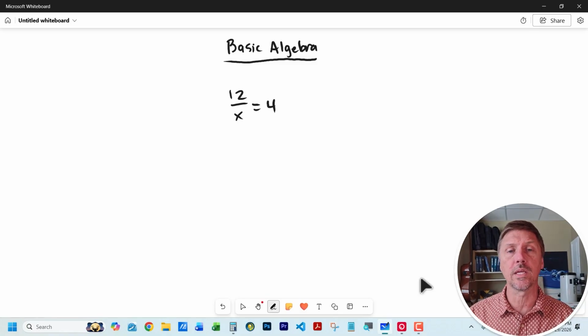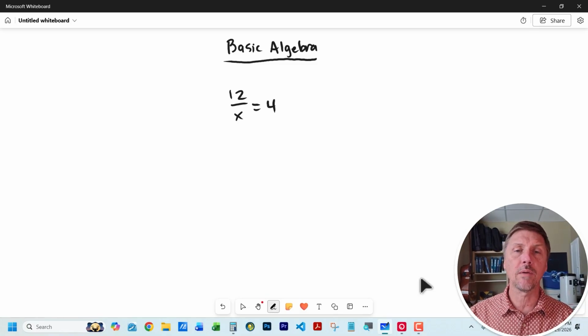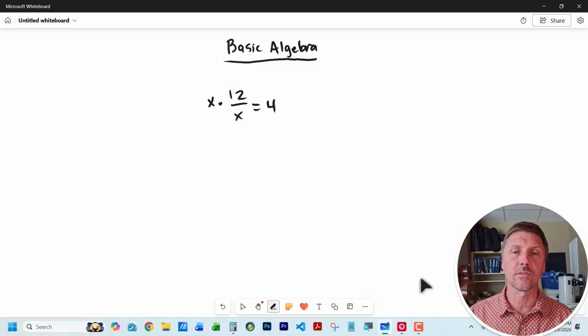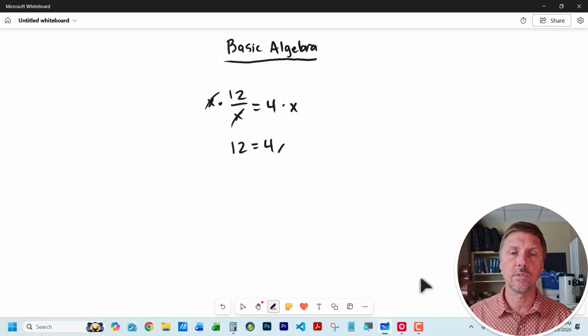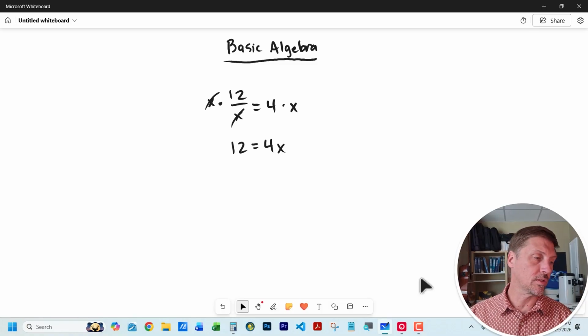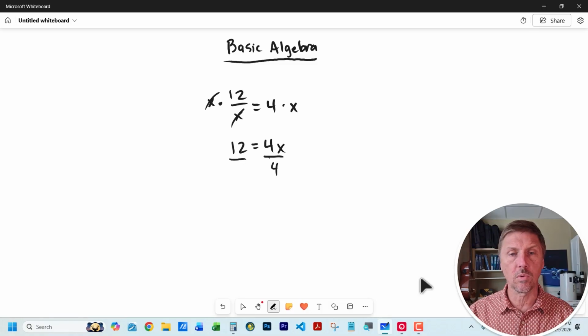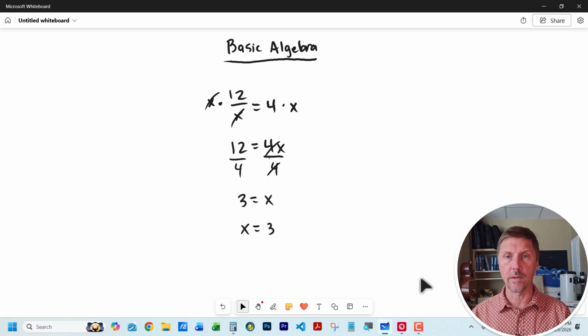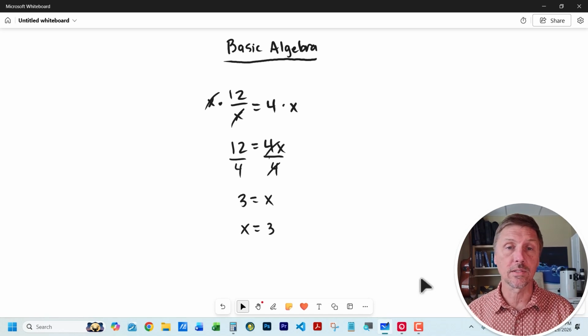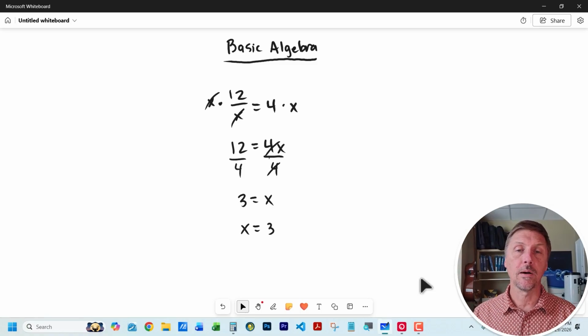The first way that you can think about this problem is you could say, well, I want to multiply both sides by x. And if I do that, my x's will cancel out here, and I'm left with 12 equals 4 times x. Now I have a problem that's very similar to one that we've already done. I want the x all by itself, so I'm going to divide both sides by 4. These 4's cancel out, and I get 3 equals x, which I could easily just rewrite as x equals 3, right? So I've solved for x. x equals 3 in this case.